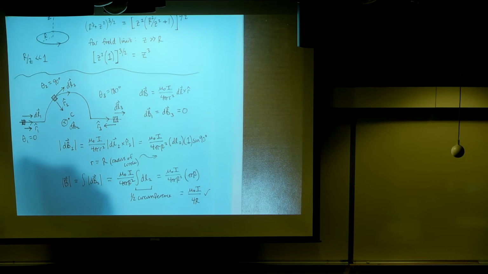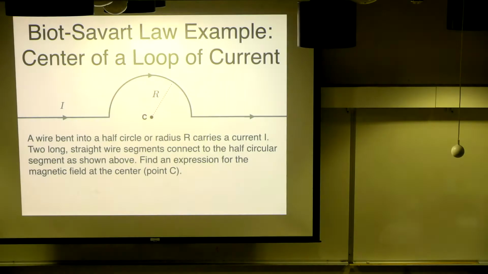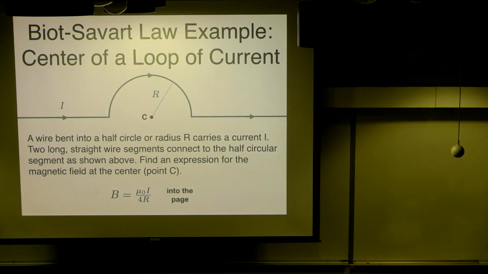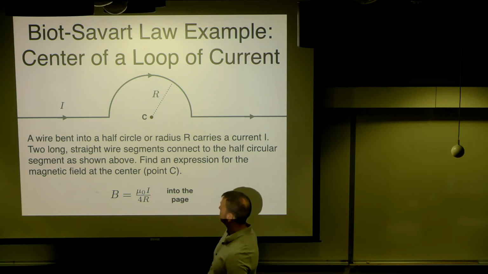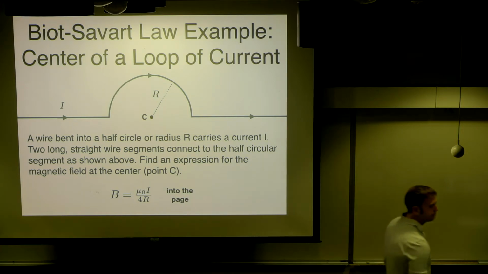So to summarize, we found that the total B field is mu naught times I divided by 4 times r, and it's going into the page.